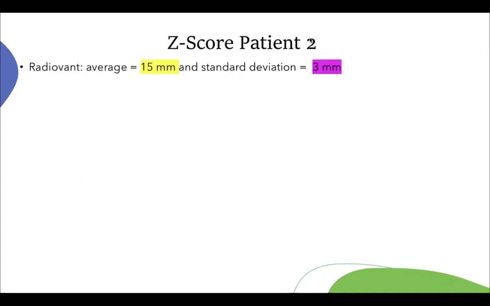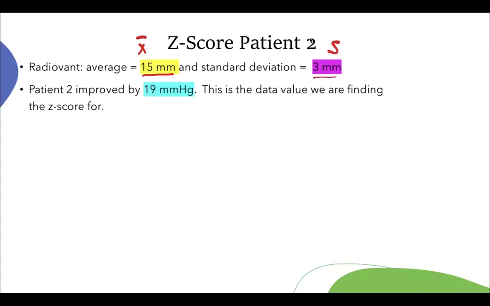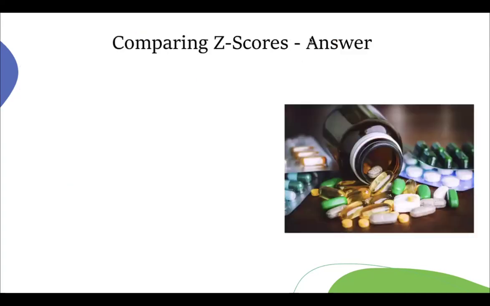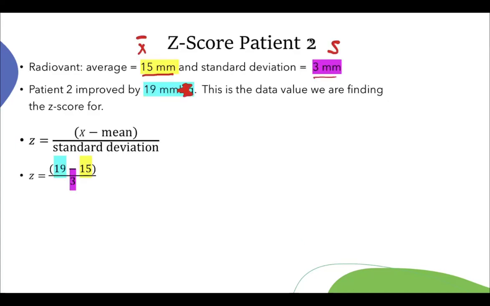Okay, Radiovant. The average is 15, and the standard deviation is 3, and patient 2 improved by 19 millimeters. So let's find the z-score for a data value of 19. So we're going to take 19 minus 15 divided by 3. X is 19, mean is 15, and 3 is the standard deviation.